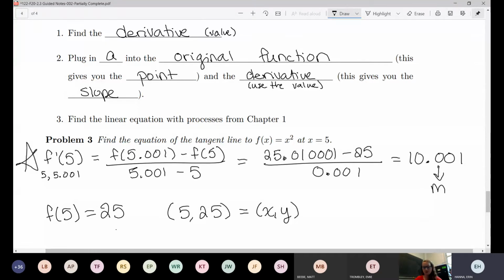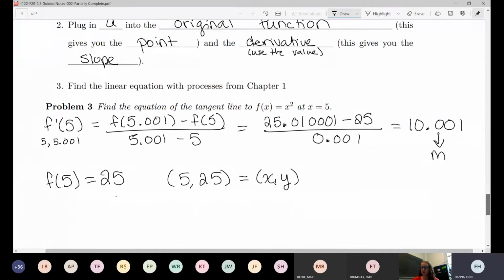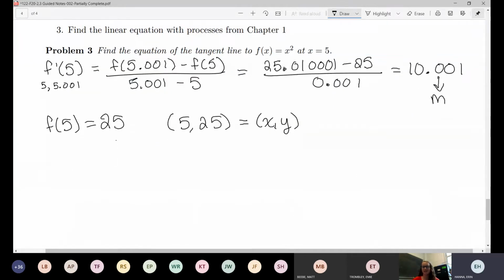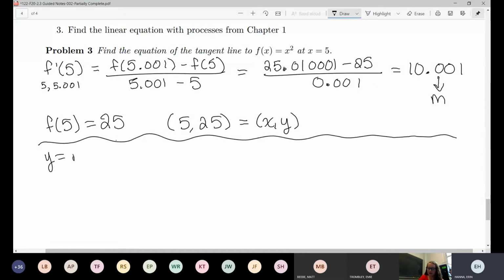So this derivative part is going to get easier next week, but at this point in time, this is how we have to do it. Well, maybe I shouldn't say easier, but we'll have a different, hopefully quicker, way. Anyway, I'm going to show. So we've got our slope and we've got our point, so now we want to write our equation y equals mx plus b.